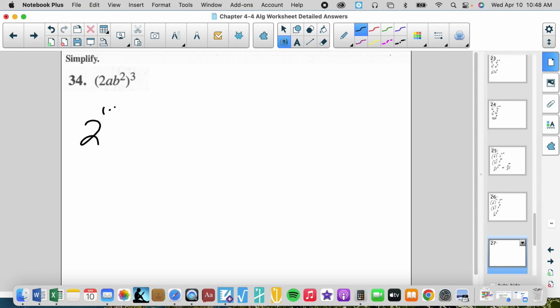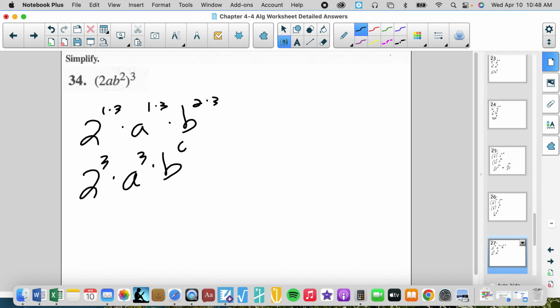This is going to be 2 to the 1 times 3, a to the 1 times 3, b to the 2 times 3. 2 to the 3rd, a to the 3rd, b to the 6th. 2 to the 3rd is 8, a to the 3rd, b to the 6th.